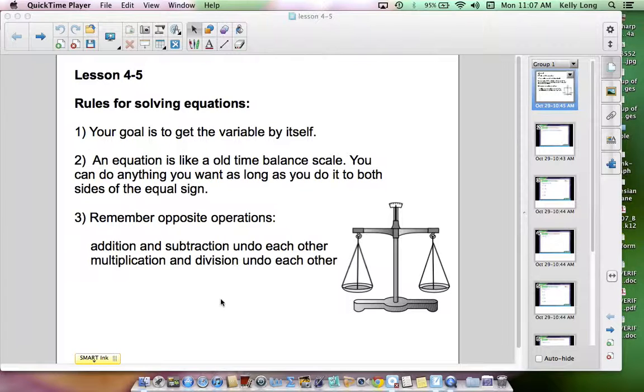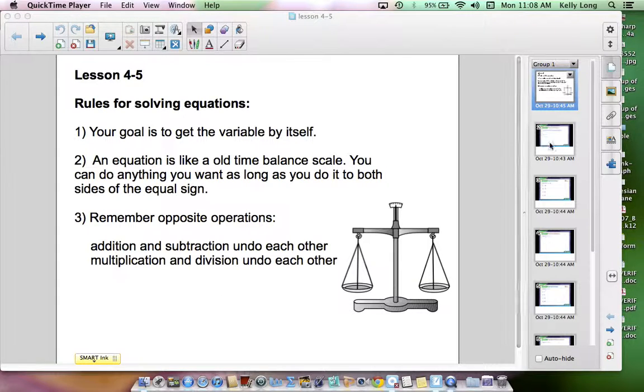Solving equations. Let's do a quick review of our 3 basic rules or principles we follow when we're solving an equation. Number 1, remember your main goal is to always get the variable by itself on one side of the equation. An equation is like a balance scale. You can do anything you want as long as you do it to both sides of the equal sign. And remember your opposite operations: addition and subtraction undo each other, multiplication and division undo each other.